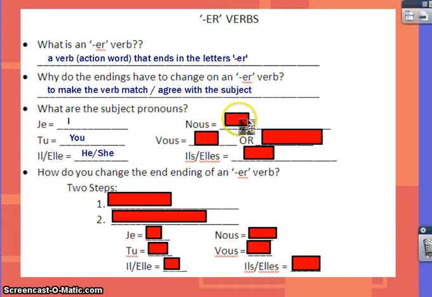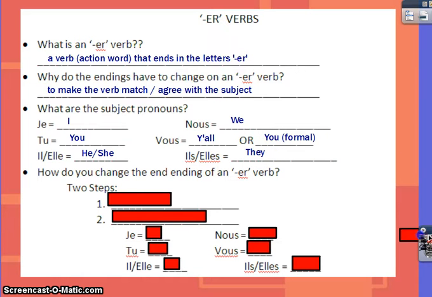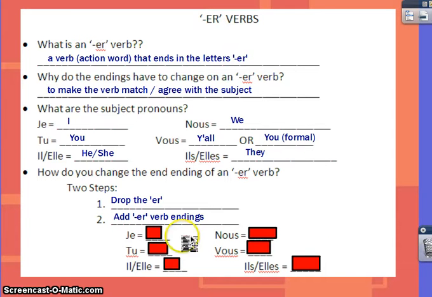The word je means I, tu means you, il means he, elle means she, nous means we, vous means either y'all or you formal, as in you, Dr. Strong, and ils and elles mean they. So having told you all of that, of course, when you want to change an ER verb, you drop the ER and you add those ER endings.